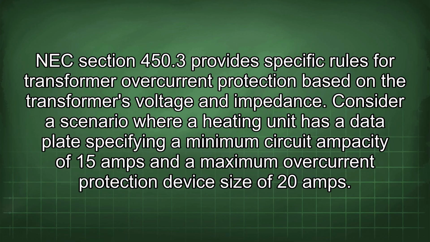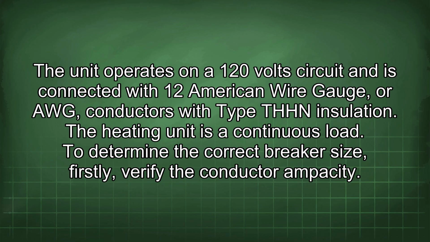Consider a scenario where a heating unit has a data plate specifying a minimum circuit ampacity of 15 amps and a maximum overcurrent protection device size of 20 amps. The unit operates on a 120-volt circuit and is connected with 12 American Wire Gauge, or AWG, conductors with type THHN insulation. The heating unit is a continuous load.